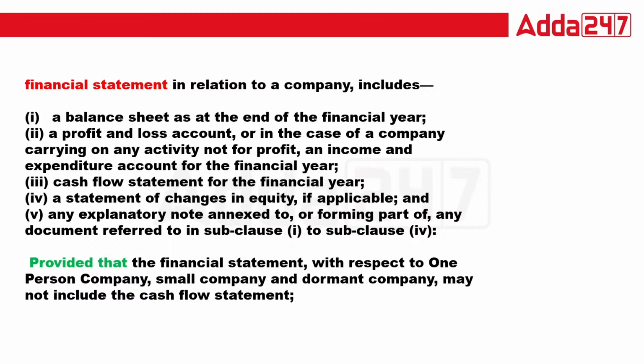What is financial statement? So the financial statement of a company includes the balance sheet as at the end of the financial year, profit and loss account, cash flow statement, a statement of changes in equity, and any explanatory note annexed to or forming part of any document referred to above. So this is called financial statement.